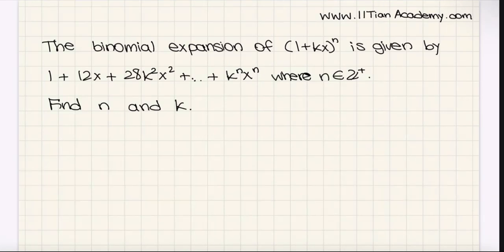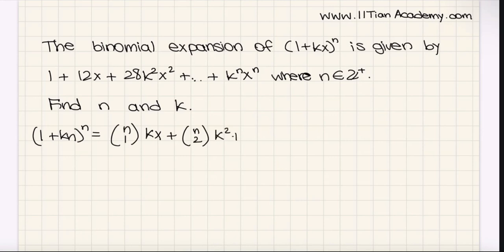general. So in general, binomial expansion goes like this. It's going to be n choose 1 times kx plus n choose 2 k²x², and so on. And so what does this tell us?